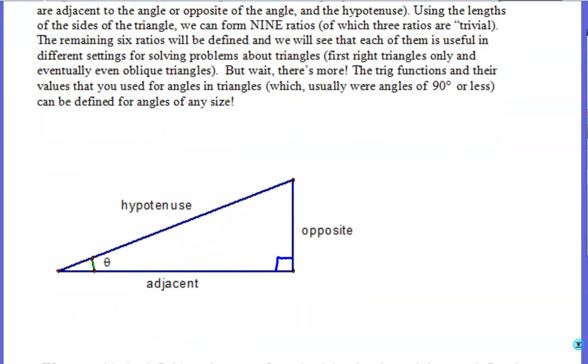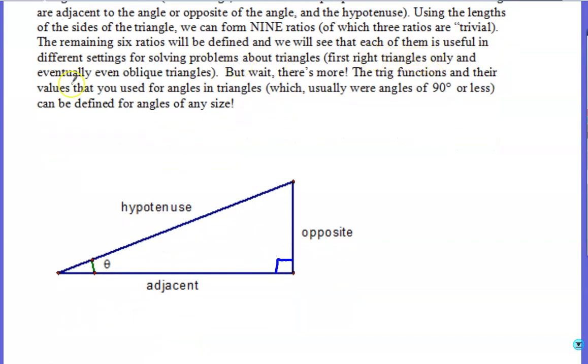And we're just going to start with right triangles only, but then eventually we're going to move to oblique triangles, which are triangles that don't have to be right triangles. Okay, and so the trig functions and their values that you used for angles and triangles can be defined for angles of any size. So eventually we can do angles that are even bigger than 90, which aren't technically triangles like you're used to, but we can create triangles using angles that are bigger than 90. So first, let's go back and remember what we can about trig.